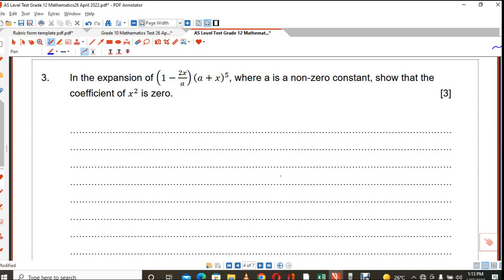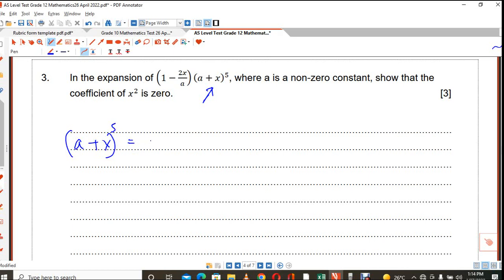Let's say we forget about the show. Let's even suppose that the question just says find the coefficient of x squared. Let's say the show that the coefficient of x squared is 0 wasn't there. You understand? So the instruction is different. They just say find the coefficient of x squared. So what would you do? You expand. Why must you expand the second bracket? Because you're looking for something that will give you some x squared, such that you multiply the first bracket to give you x squared. So how do you expand a plus x to the fifth power?